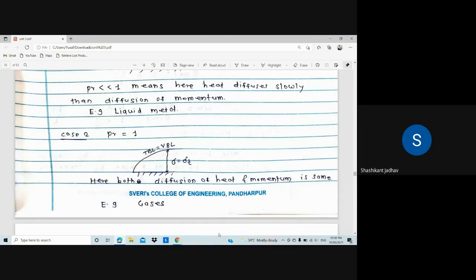Then consider case number 2. Prandtl number is equal to 1. So VBL is equal to TBL. Whatever the thickness of VBL, that same thickness for the TBL. So draw that diagram. TBL and VBL at the same location and delta is equal to delta T. So from that write down here both diffusion of heat and momentum is same.